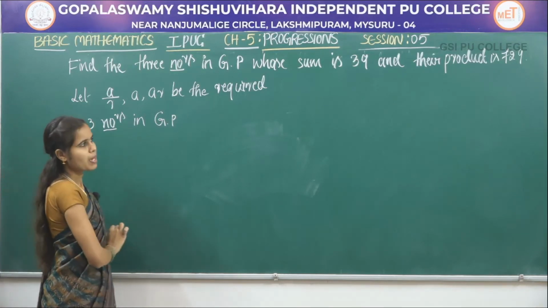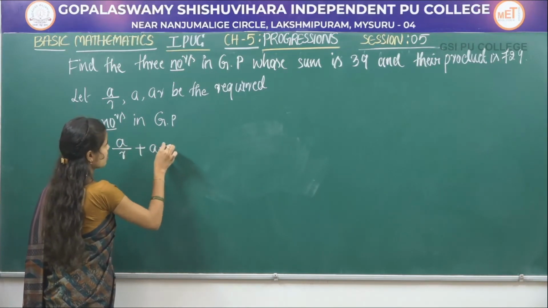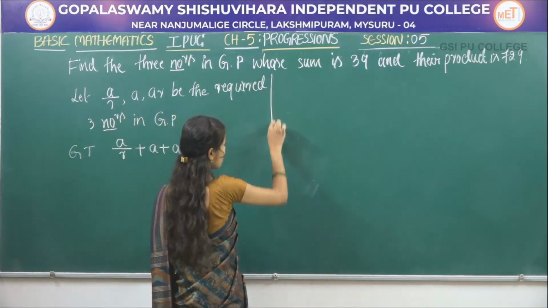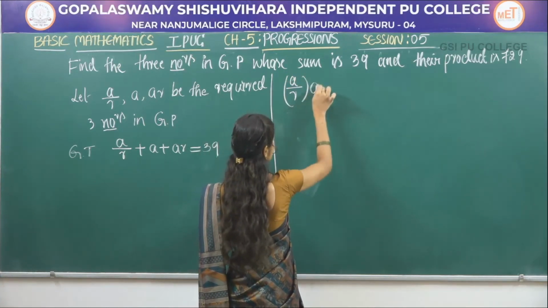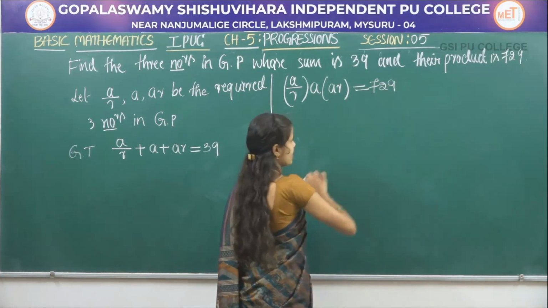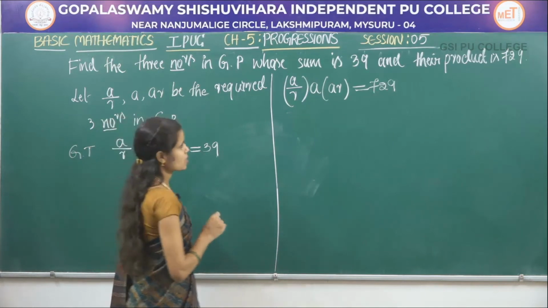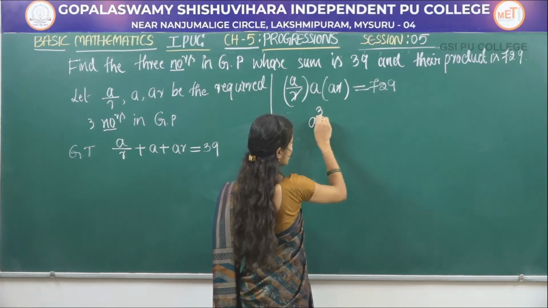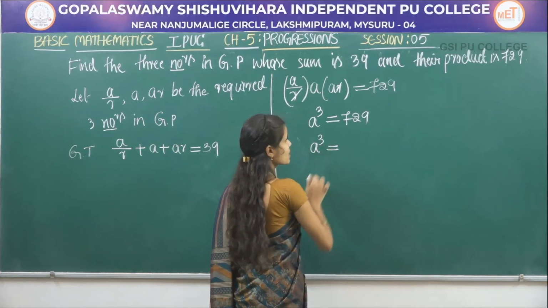The sum of these three numbers means a by r plus a plus ar is equal to 39, and the product of these three numbers means a by r into a into ar is equal to 729. By solving these two equations we find the values of a and r. First simplify the product condition: r gets cancelled, a into a square gives a cube is equal to 729.